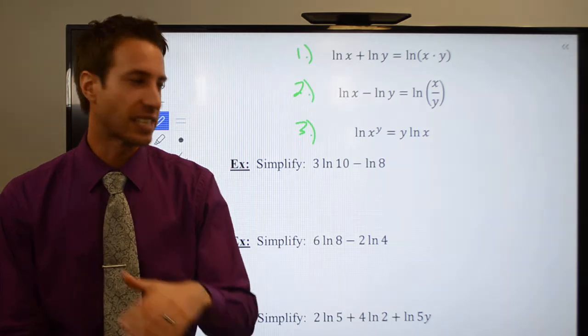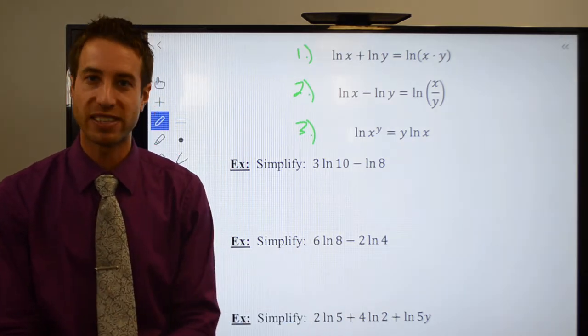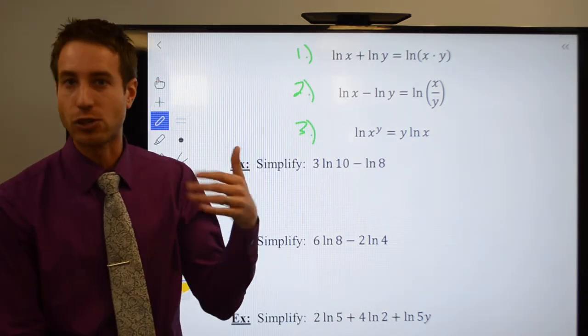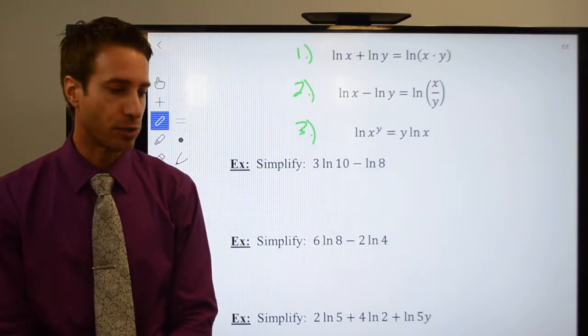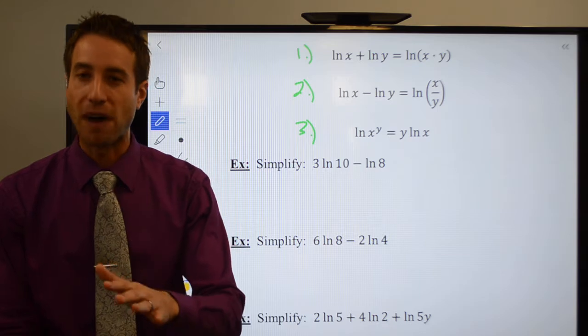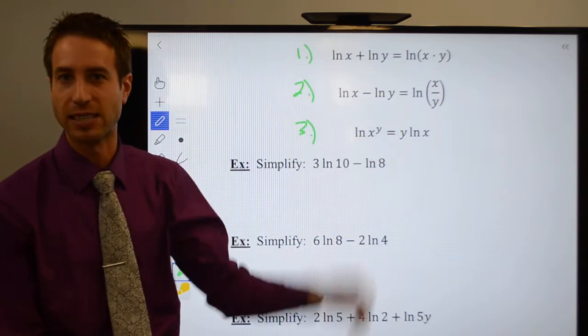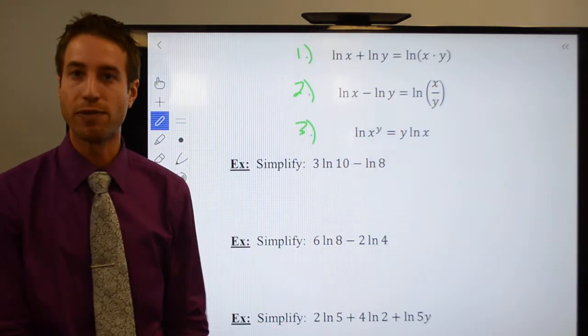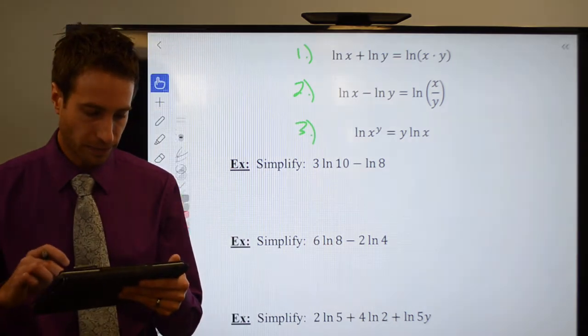We talked about all of this. I spent a ton of time going over it in a previous section. If you have forgotten these or you don't recognize them, go back. Should be section 5 of chapter 7. I spent a lot of time going through these properties. Here we're just reviewing them. Let's show you how they work.